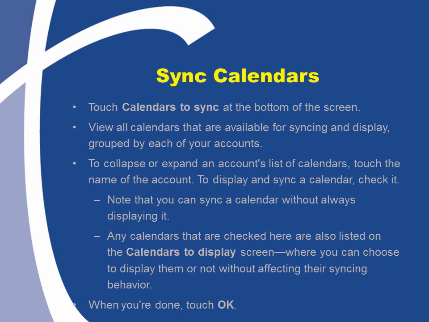Please note that you can sync a calendar without always having to display it. You just leave the checkbox checked and then keep moving on to the next step. You don't have to view every calendar. Any calendars that are checked are also listed in the calendars to display screen, where you can choose to display them or not. And again, once you're done, select OK, and your phone will be on its way to getting synced up with your Google Calendar.